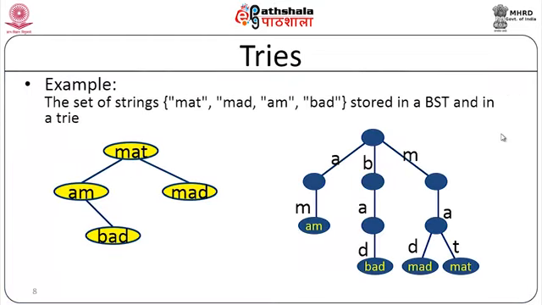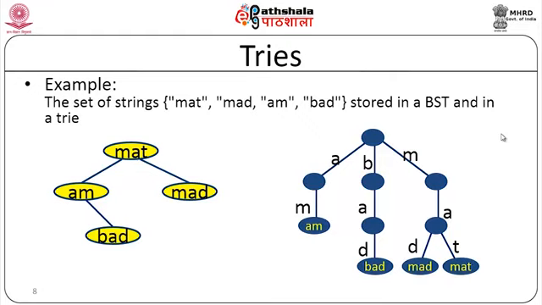Now, let us take an example of a trie. It is very important to understand this example. The set of strings mat, mad, am and bad is represented on the left-hand side by a binary search tree, which all of us have already studied. This is a normal binary search tree. Mat will come as the root because it is the first word, and mad will come on the left-hand side. Let us also consider mass, which will come on this side. So this is a typical binary search tree.